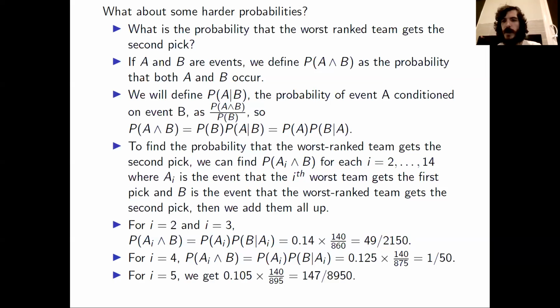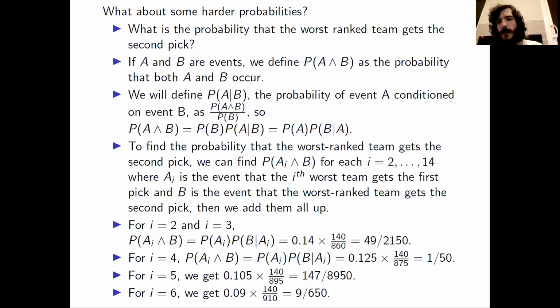For i equals 5, again, the calculation is very similar. We get for this one the number of combinations assigned to the fifth worst team divided by 1,000. That's 105 over 1,000, which gives us 0.105. And then we multiply that by the number of combinations assigned to the worst team, that's 140, divided by the number of combinations not assigned to the fifth worst team, which is 1,000 minus 105, which gives us 895 in the denominator. So when we multiply 0.105 times 140 over 895, we get 147 over 8,950 in simplified form.